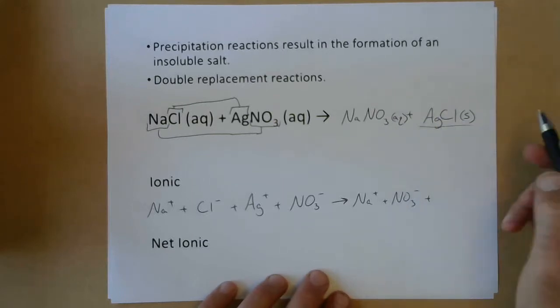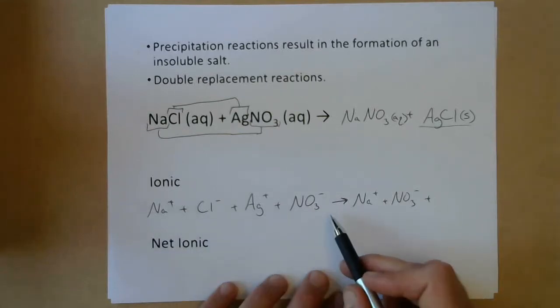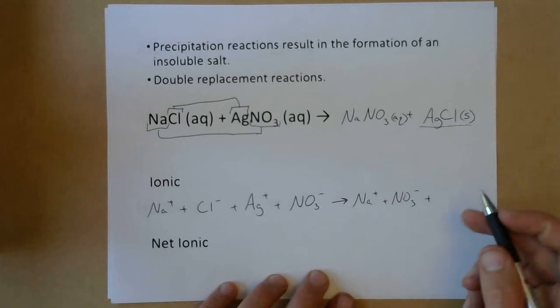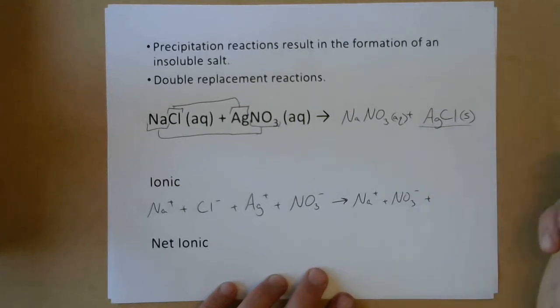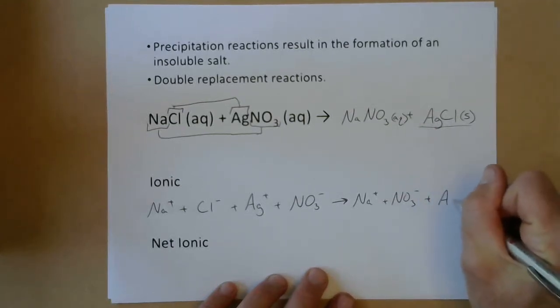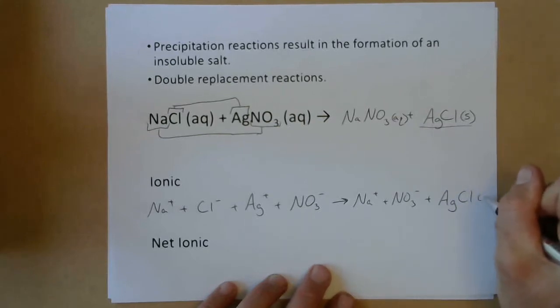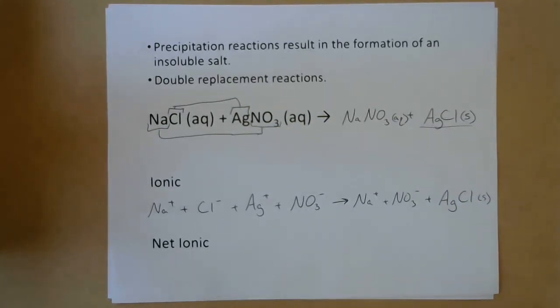This one I'm going to leave together because it's not present as ions. These I broke apart because when they dissolve in water, they separate from each other and move around independently. But the silver chloride stays together as a solid. So this one will be written as AgCl, and that one will be a solid. So that's your complete ionic equation. It shows everything that's present as ions.